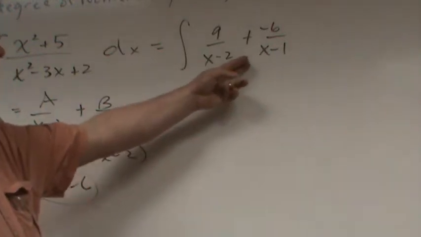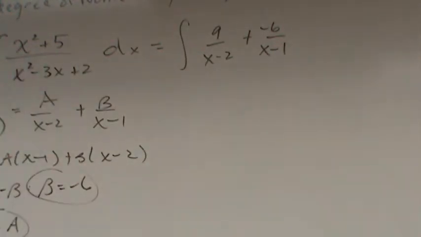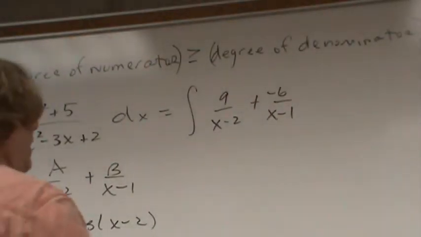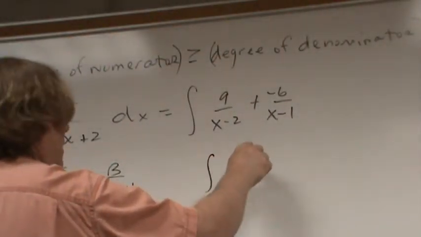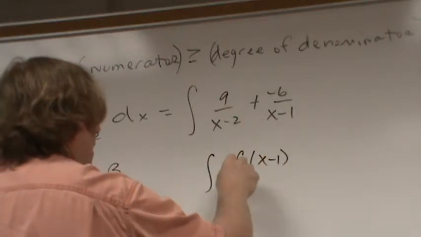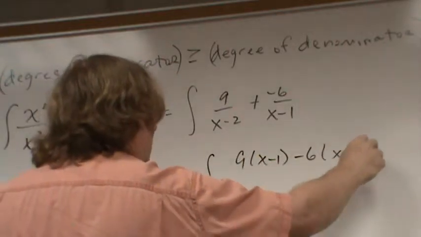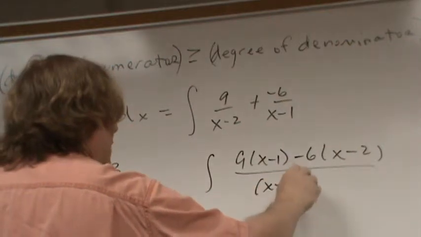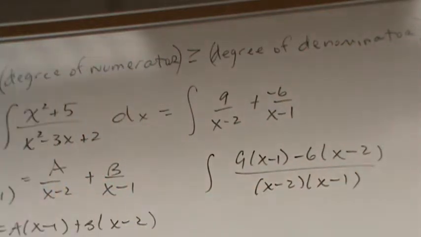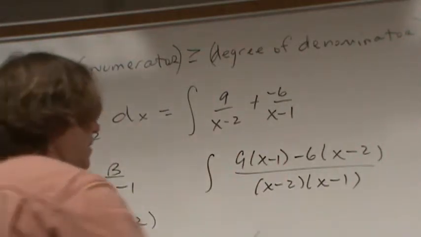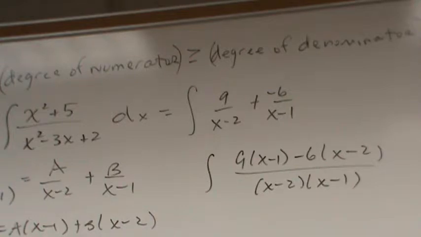this doesn't actually equal that. I mean, if I did 9 times (x minus 1) minus 6 times (x minus 2) over (x minus 2)(x minus 1), I don't get that. I get something different. So the point I'm making is you don't get to do partial fraction decomposition until you've made this a proper fraction. That's kind of all I wanted to tell you about this.